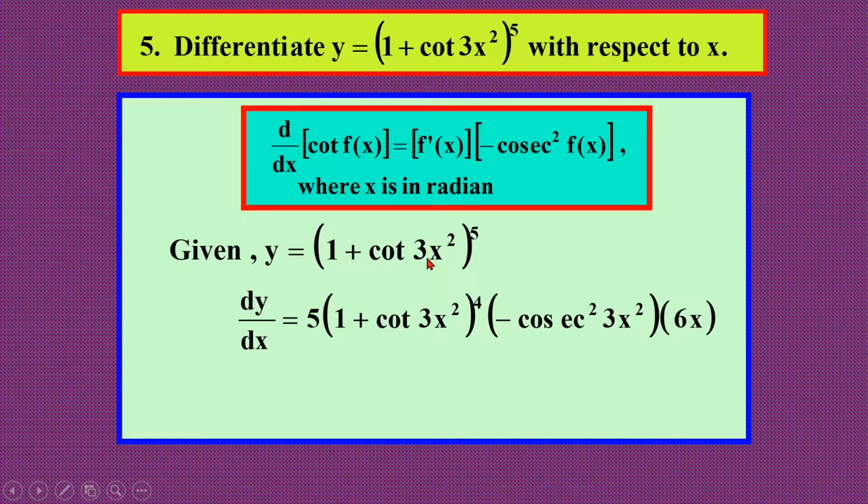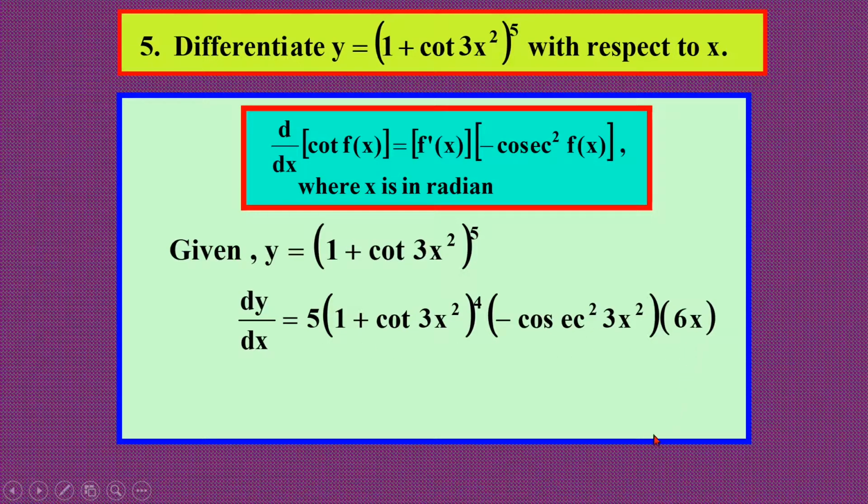Then I'm going to deal with the brackets. I'm going to differentiate the brackets. So differentiating 1, I got 0. Differentiating cotangent 3x squared following the formula is going to transform to negative cosecant squared fx. So I'm going to differentiate it, so I get negative cosecant squared and then my function, this 3x squared. Copy it down. Next step is I'm going to differentiate the function itself, which is 3x squared. When I differentiate 3x squared, I will get 6x.